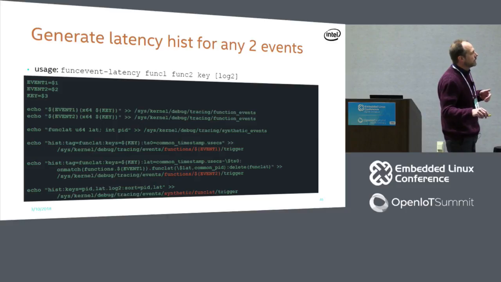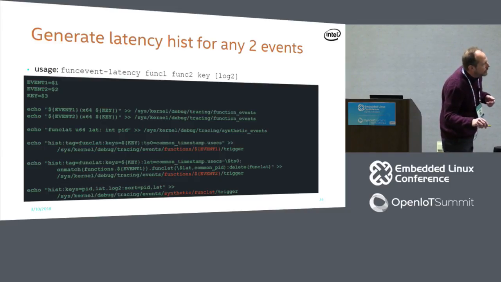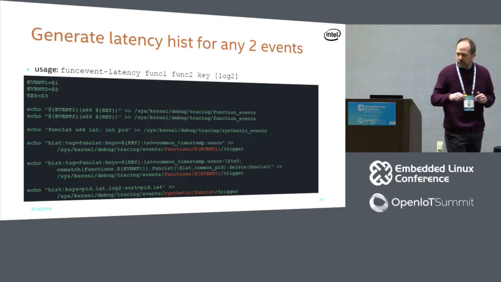and then finally it also creates a synthetic event named that func lat, and uses onMatch to generate a synthetic event with that latency. And now that we have an event with that latency, we can just put the histogram on it, just like here, on the synthetic event that we created for it.